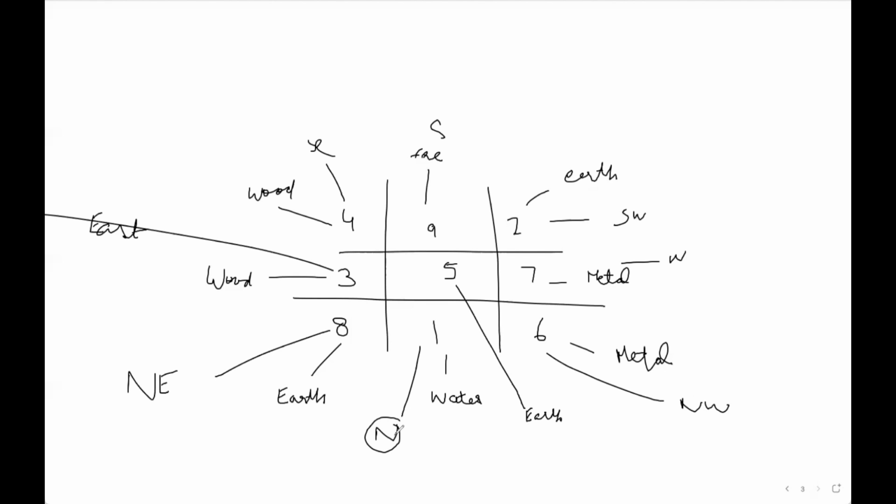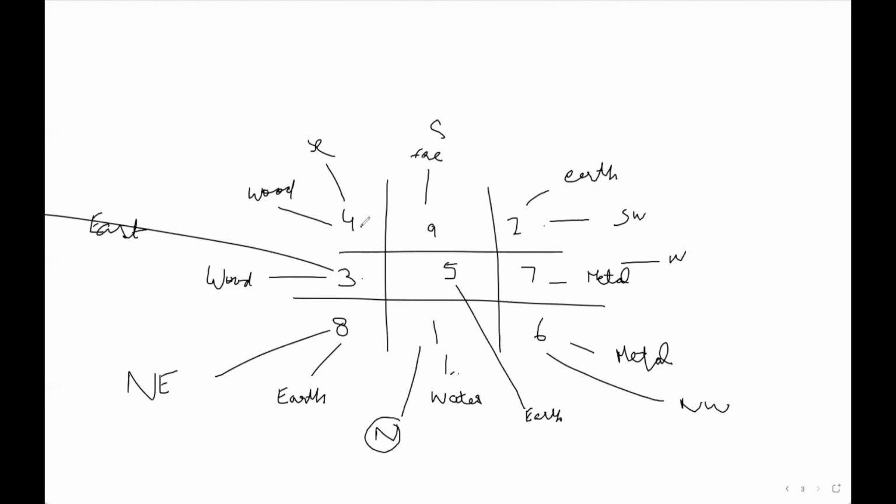So now, combining everything together, number 1 denotes career prospects, north direction, water element, and planning. Now talking about number 2: it denotes marriage prospects, marital happiness, earth element, southwest direction, and intuitiveness. Number 3 denotes family relationships, health, wood element, east direction, and growth.